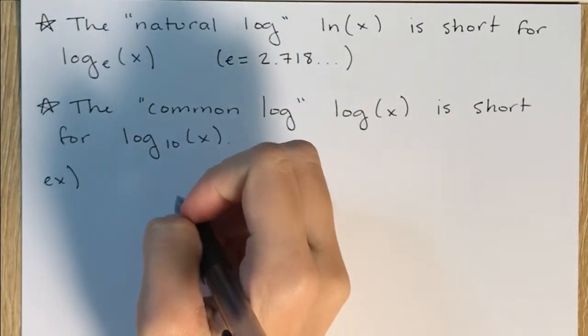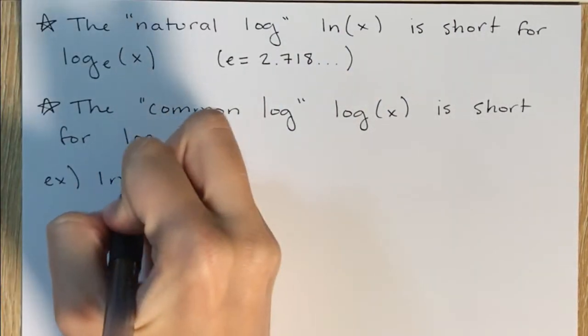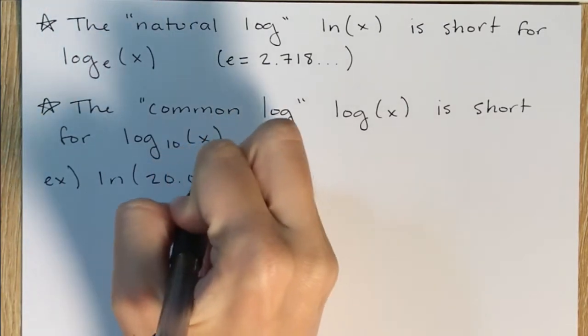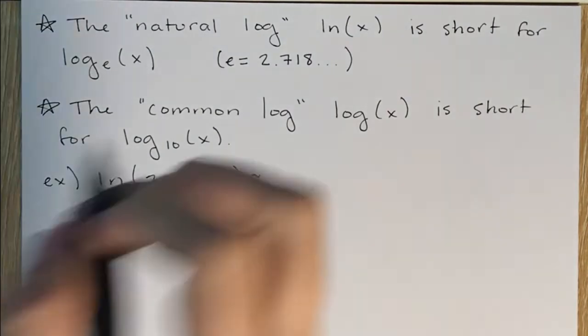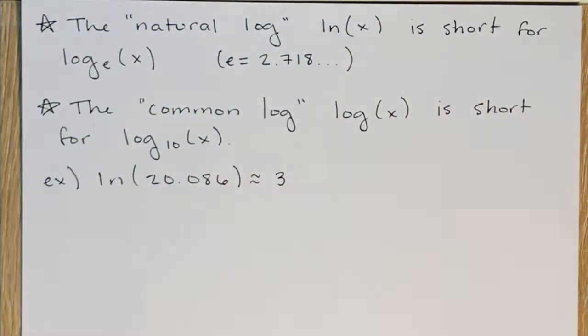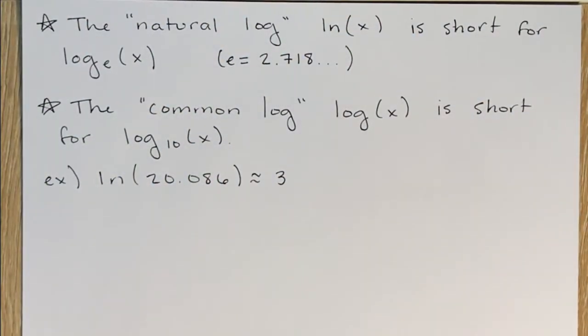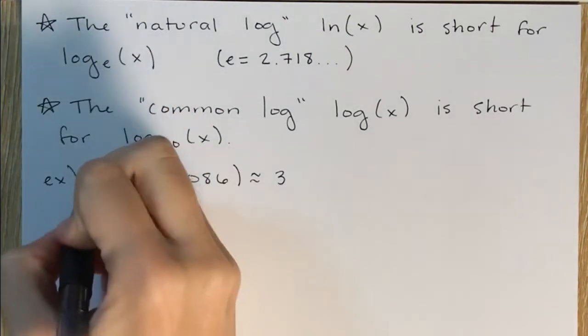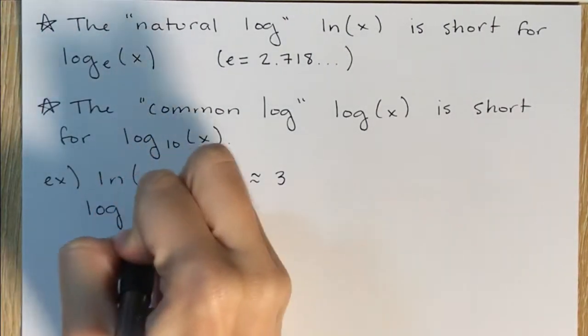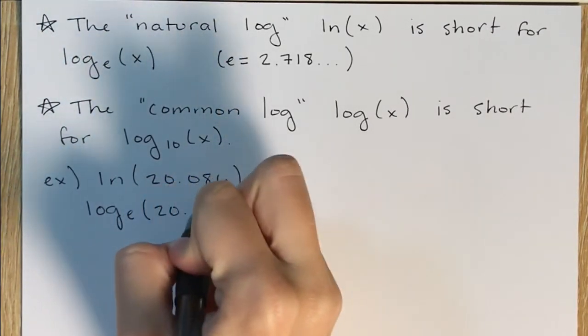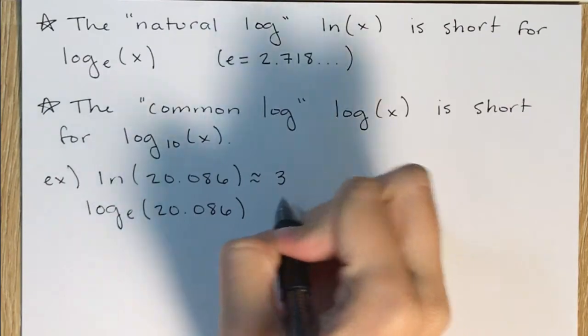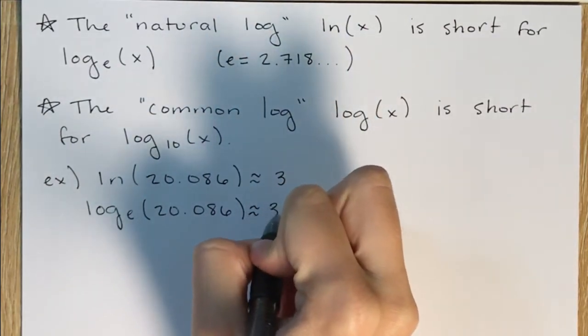If you were to see something like ln of 20.086 is approximately equal to 3, how can we swap this into exponential form? How would we do that? Well, we could rewrite it if that helps. This is just log base e of 20.086 is approximately equal to 3.